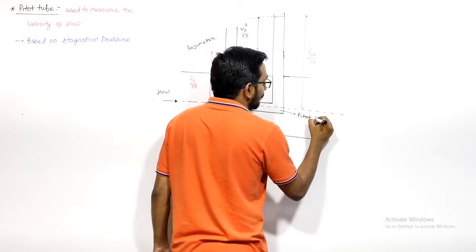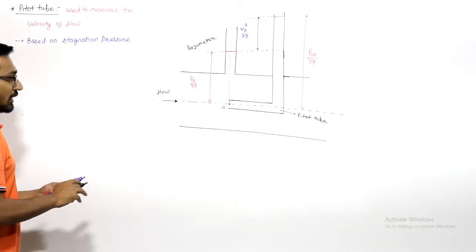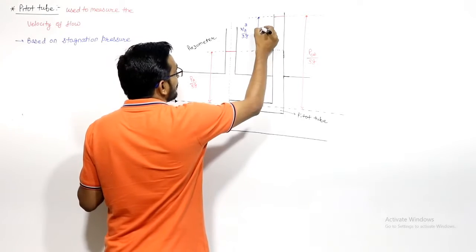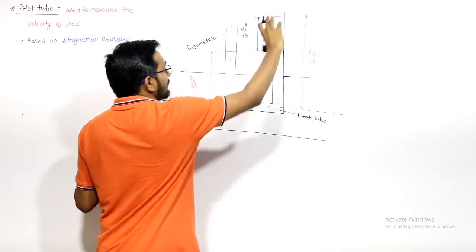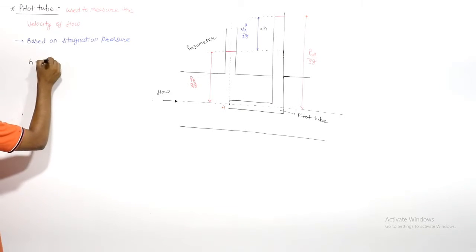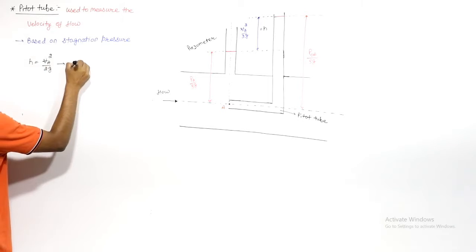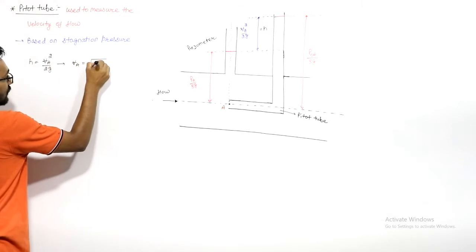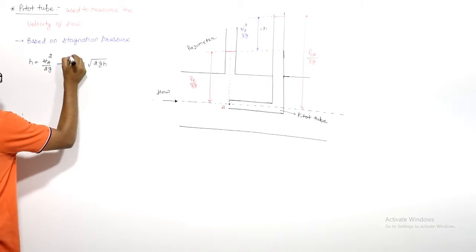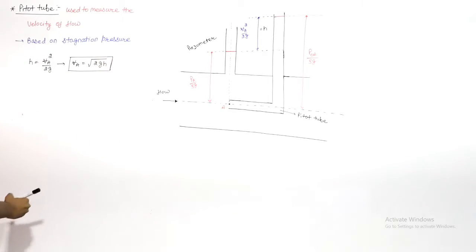is known as pitot tube. This is known as pitot tube, right? So you can write, let us say this is the reading, let us say this is equal to H. This increase is equal to H. So I can write that H is equal to VA square upon 2G, and from here you can write VA will be equal to under root 2GH.